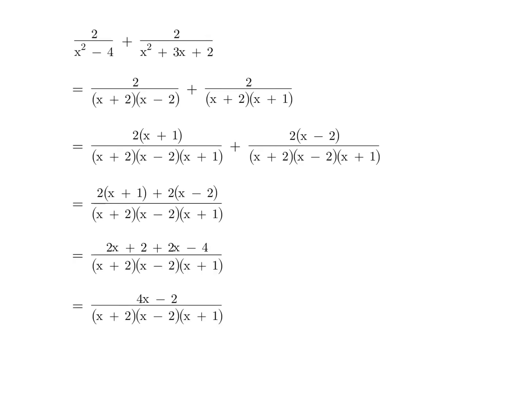Expand that bracket and you get 2x plus 2 plus 2x minus 4, and collect like terms. So at the top you get 4x minus 2, and on the bottom, leaving in factored form, x plus 2, x minus 2, and x plus 1 as our brackets.